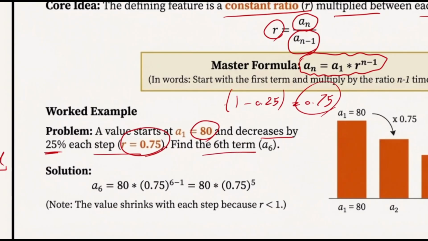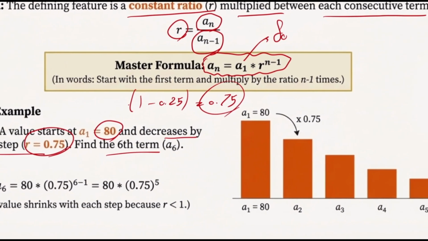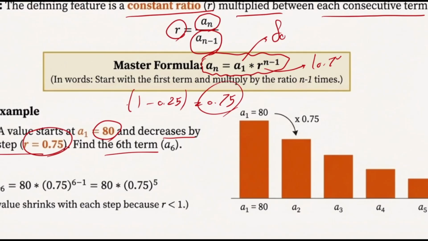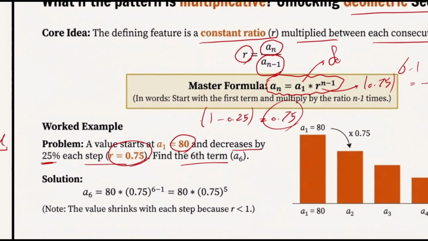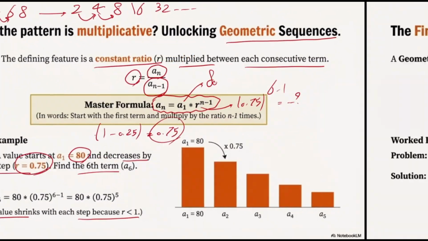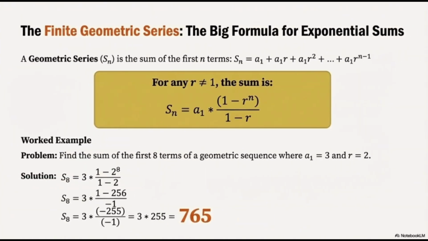Find the sixth term. It means that I do have my first number, 80. I do have my r, which is 0.75, to the power of n minus 1, 6 subtracted by 1, and I can find the value that I like. So at this point, the value shrinks. Why? Because each step, it has a ratio of less than 1. So for the finite geometric series, we would like to add all of these things. Obviously, it's not going to be the same as the arithmetic one, right? So what is the big formula for the exponential sum?